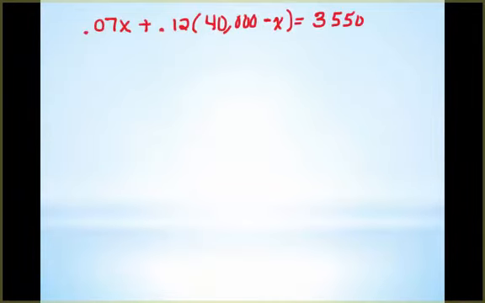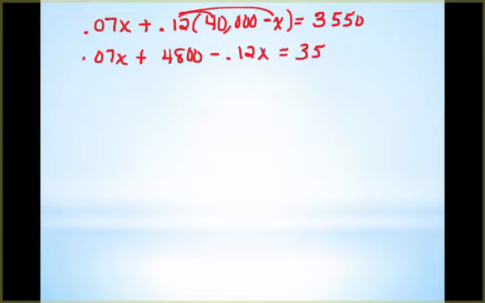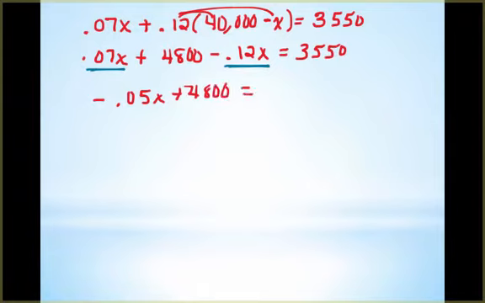Now we can solve this equation. So let's go ahead and do distributed property first. 0.12 times 40,000 will give me 4,800. And 0.12 times negative x would give me negative 0.12x. Now we'll combine our like terms. We have two terms that are x's, so we'll take our 0.07x and our negative 0.12x, combine those, and get negative 0.05x plus 4,800 would equal 35.50.